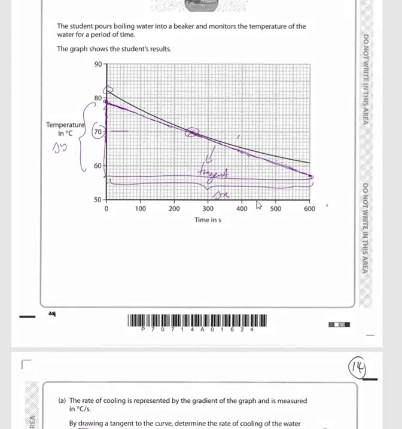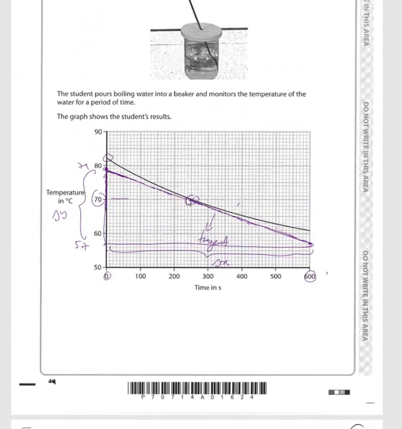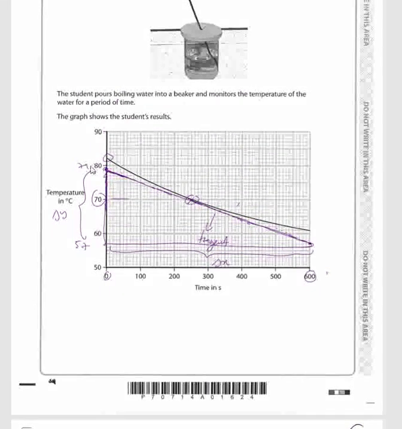From 57 to 8, so this one here from 0 to 6. Okay, so therefore I have my values. Now your values will change depending on the way you've drawn your tangent.